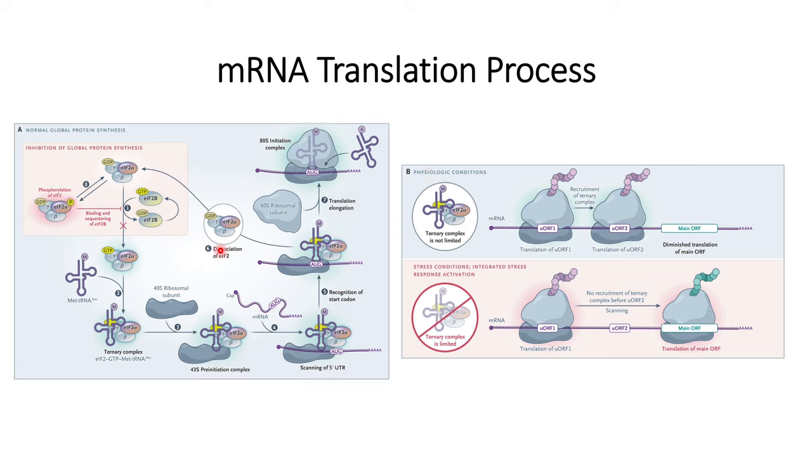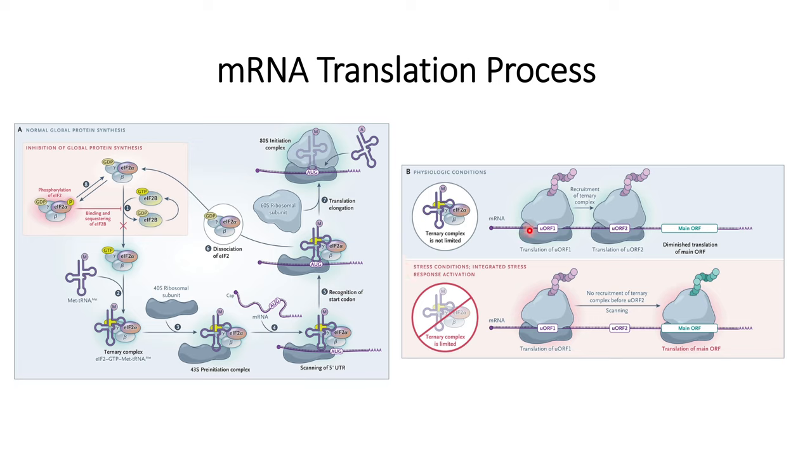So this is how the phosphorylation of this complex, that is EIF2, will affect the mRNA translation process globally. Let us understand some of the conditions in which mRNA can be affected. First we will consider the normal condition, that is the physiological condition. In this case, this ternary complex is not limited, since the initial form of the ternary complex is not phosphorylated.